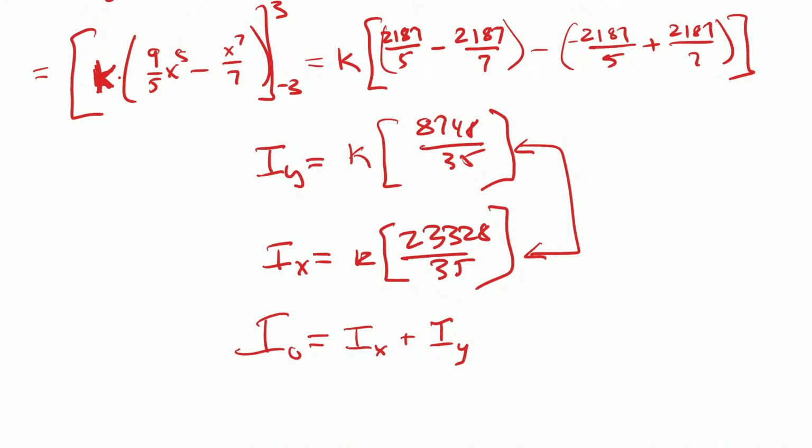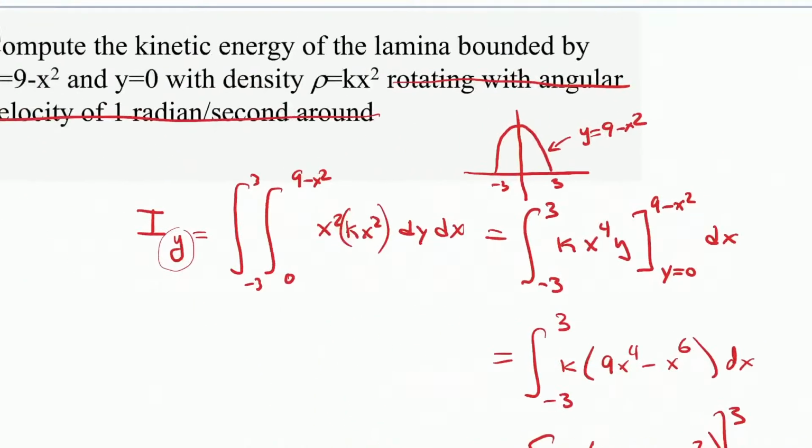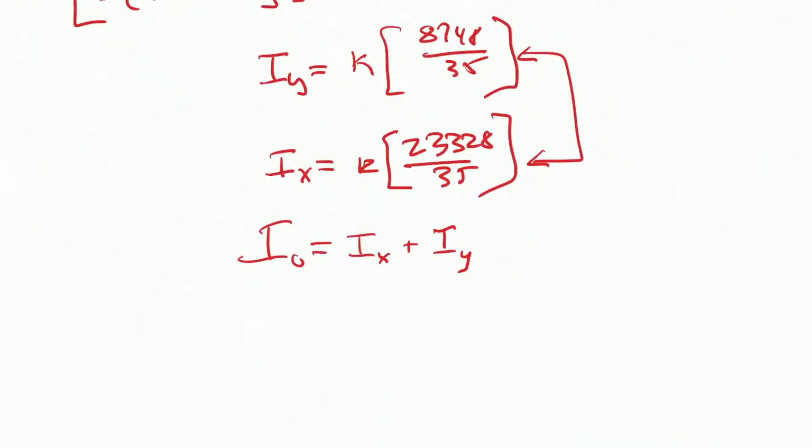Okay, so I think it's time to take a look at that disk because this one was nasty. I mean, this whole business, I don't like this one at all now. So let's do a disk. So what we have here is this disk, whatever. It has a radius of r, and the mass is m.